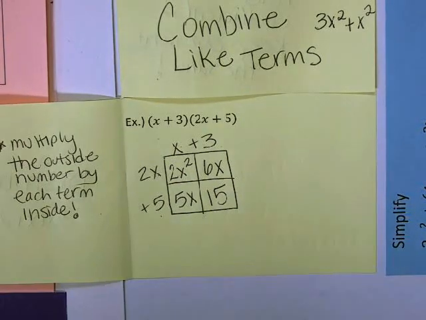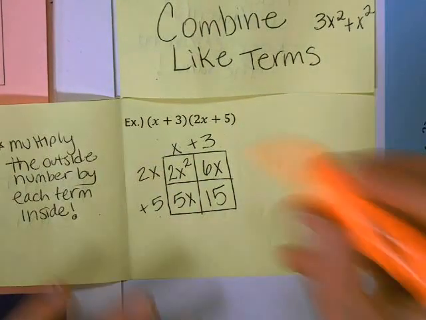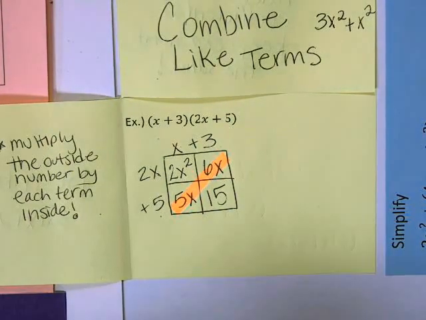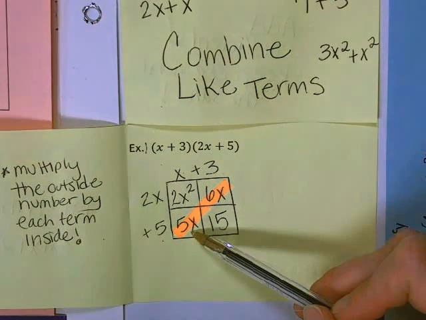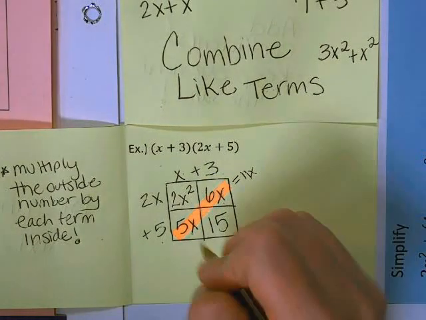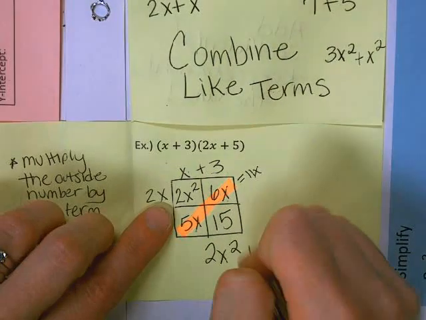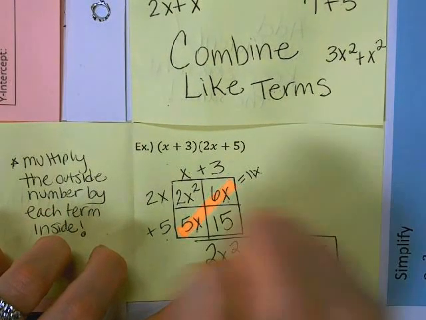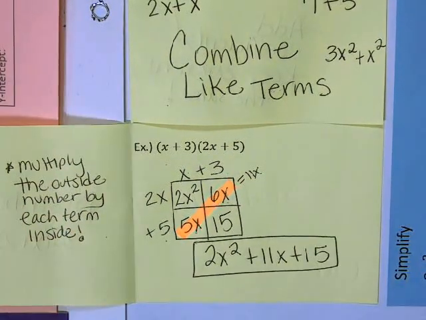And remember, the last step to doing this problem is to make sure we combine our like terms. And if you've set it up the right way, then it should be those 2 right there because they both have x. So that's like doing this one right here where we have 5x and 6x makes 11x. So this is 2x squared plus 11x plus 15. Okay, so that's how you combine like terms.